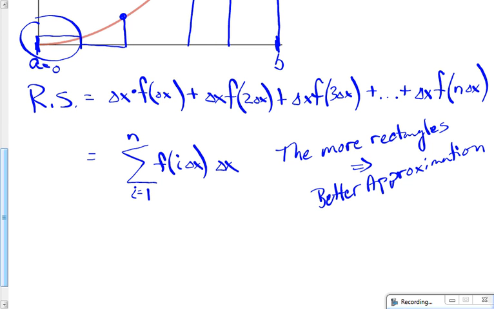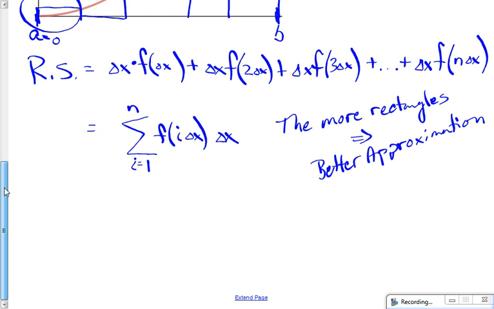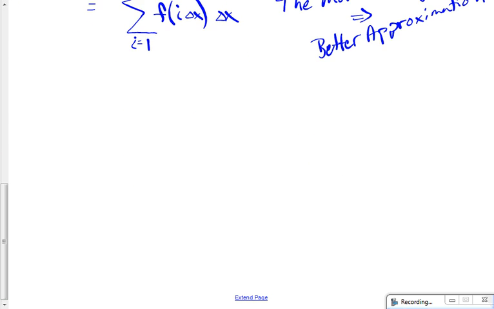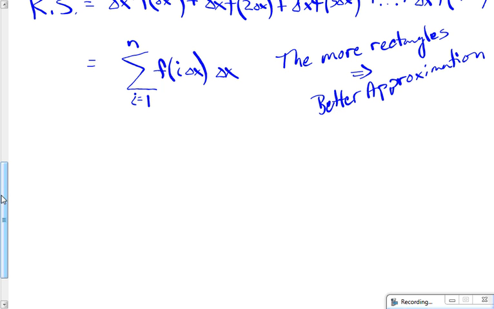A limit. So now we're going to take one more step here. Since we all agree that the more rectangles, the better, I'm going to put a limit in front of this thing. The limit as n approaches infinity. N is the number of rectangles. The limit as n approaches infinity of this sum, I equals 1 to n, f of I times delta x times delta x. Here's the magical moment for today. I'll let you get that notation down.